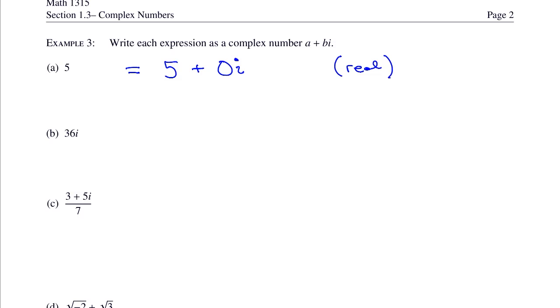Part B, 36i. Well, we have the imaginary part, but we're missing the real part. So we put a 0 in for the real part. So it's 0 plus 36i. When you have one that only has the i and no real part, we call that pure imaginary.